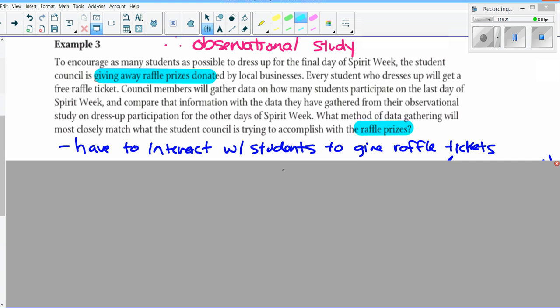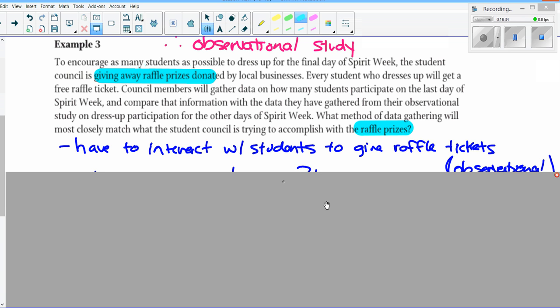So here's some notes that I made. Okay, you don't necessarily need to make these notes, but these are things that you should be thinking, so write them down for notes purposes. Okay, they have to interact with students to give raffle tickets. So the fact that they have to interact means it cannot be an observational study. Okay, so those are things that we should be recognizing.